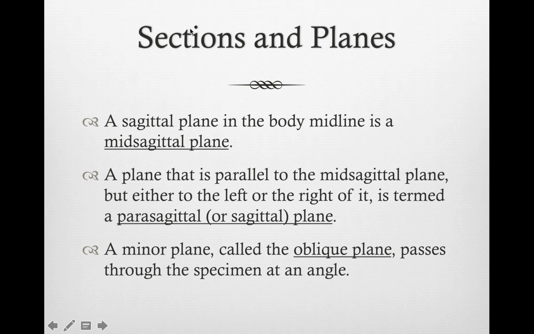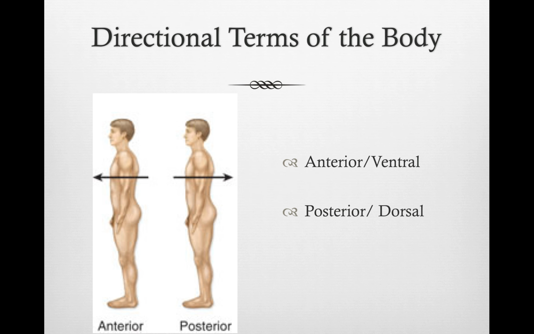This slide basically explains in the first two lines everything I just discussed. However, this point here is not one I've talked about yet, so I want to make it a point of going through this. Any plane that passes through the body at a unique angle, that is at an angle that is not vertical or horizontal, so some angle in between those two, is called an oblique plane.